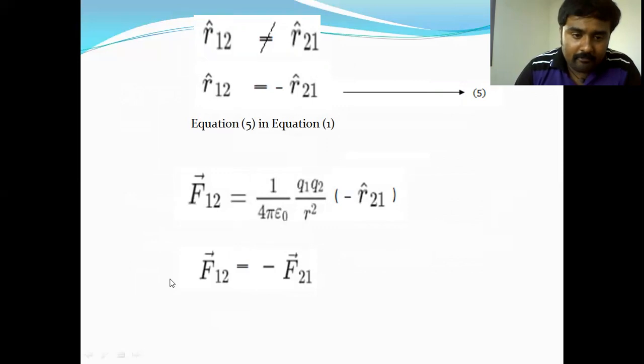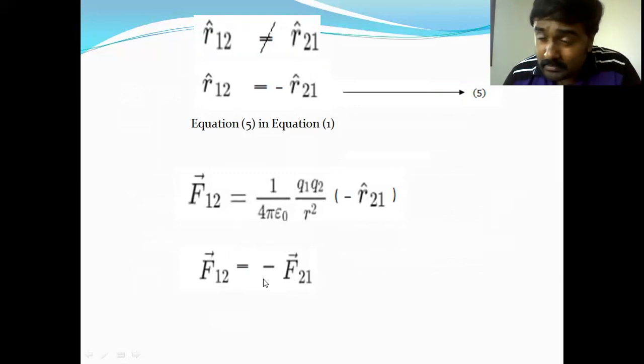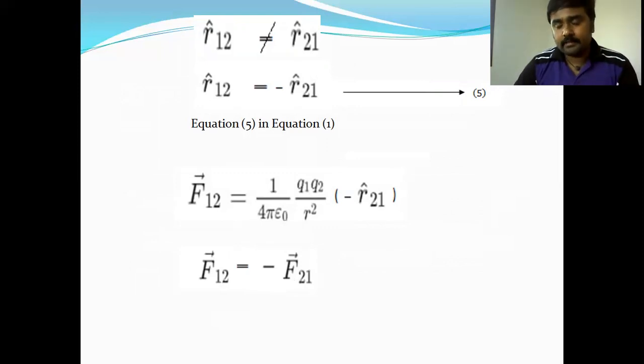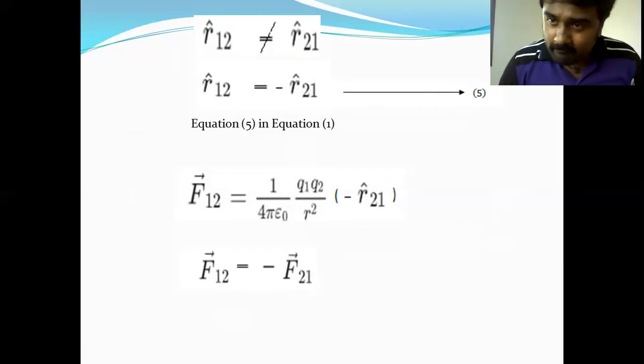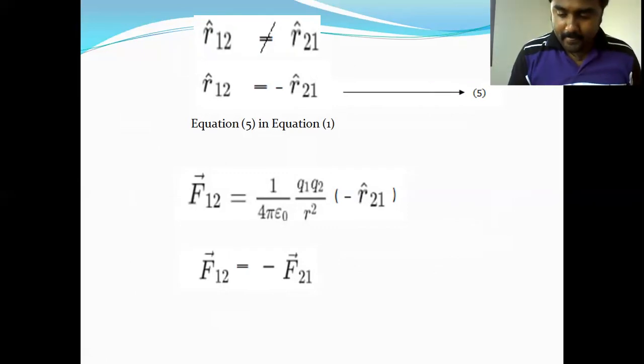That is why the F12 vector is equal to minus the F21 vector. So these are the action and reaction pair. This obeys Newton's third law. And this is about Coulomb's inverse square law in vector form.